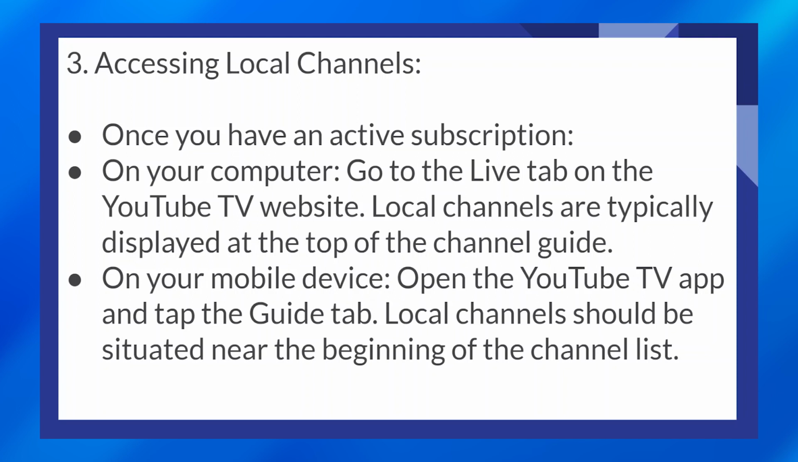Once you have an active subscription on your computer, go to the Live tab on the YouTube TV website. Local channels are typically displayed at the top of the channel guide. On your mobile device, open the YouTube TV app and tap the Guide tab. Local channels should be situated near the beginning of the channel list.